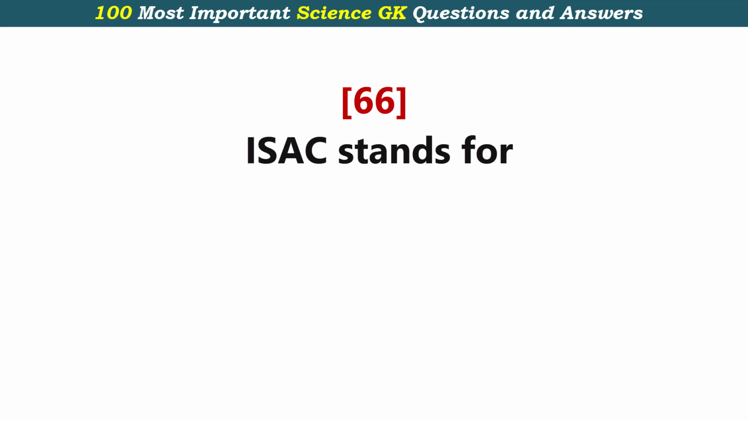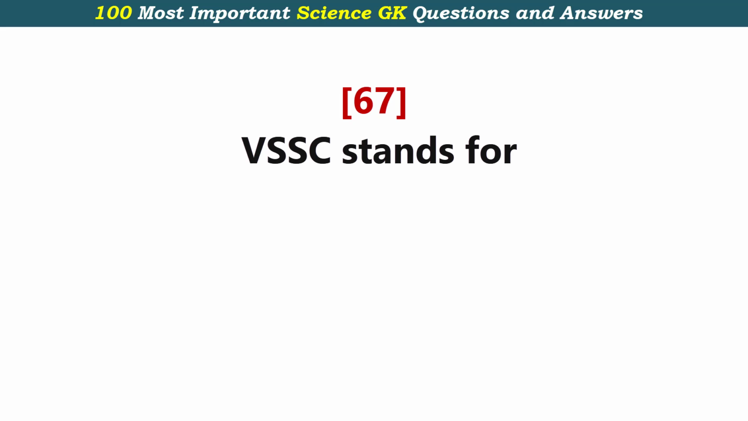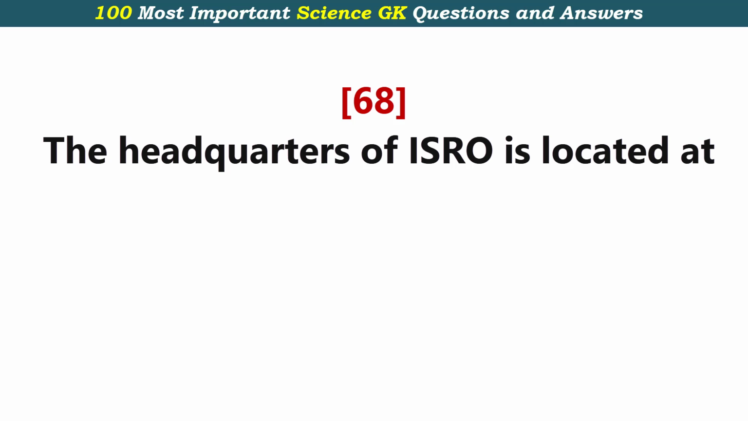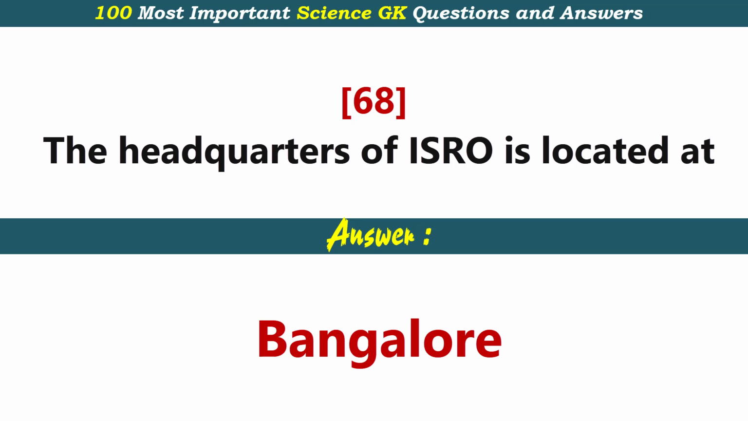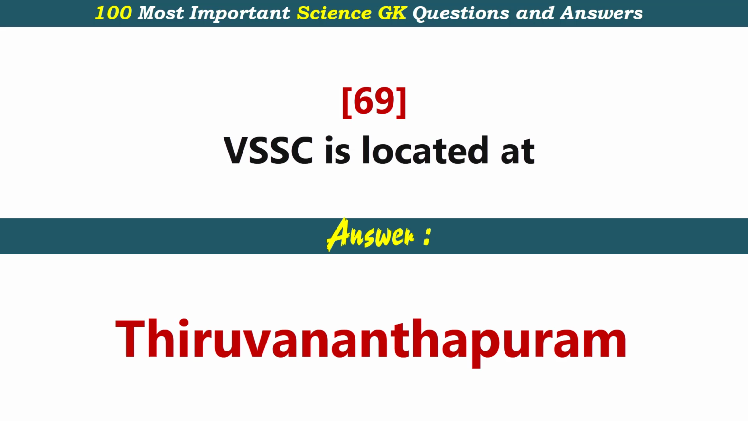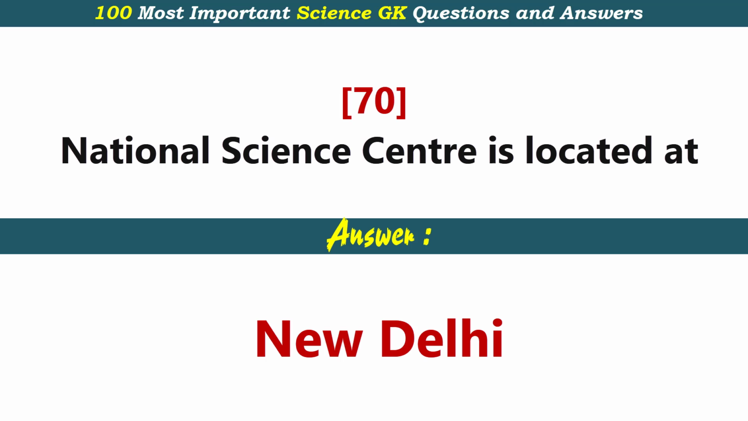ISAC stands for? Answer: ISRO Satellite Centre. VSSC stands for? Answer: Vikram Sarabhai Space Centre. The headquarters of ISRO is located at? Answer: Bangalore. VSSC is located at? Answer: Thiruvananthapuram. National Science Centre is located at? Answer: New Delhi.